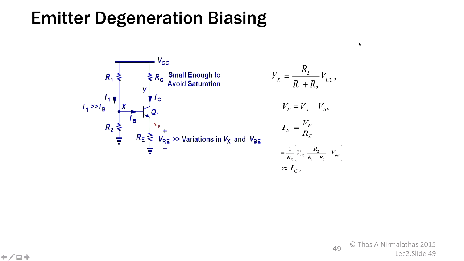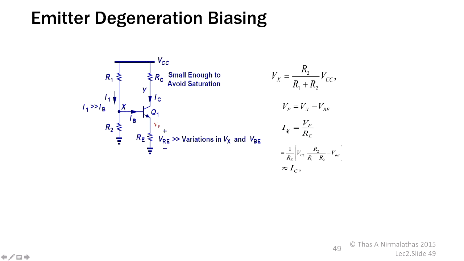Yeah, so we got the value of Vx, R2 by R1 plus R2 into VCC. Vp equal to Vx minus Vb, because Vx equal to Vb plus IE into Re, that is VRE. And IE equal to current through this resistor, that is equal to Vp, the voltage between this point and ground, divided by Re. So what is the value of Vp? Vp equal to Vx minus Vb, Vx equal to R2 by R1 plus R2 into VCC, substitute here.